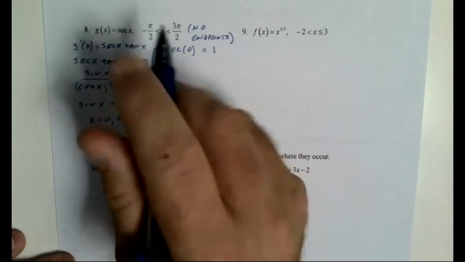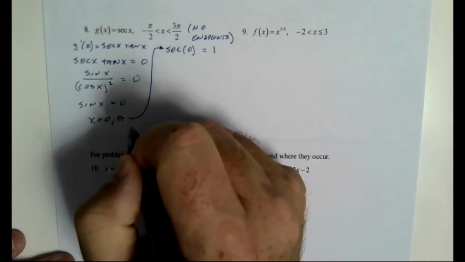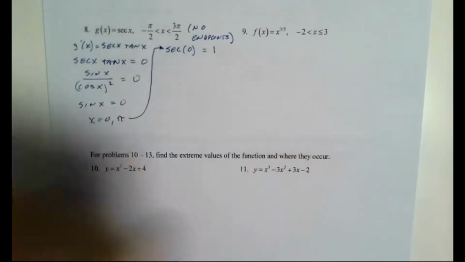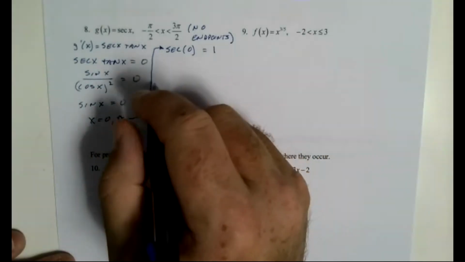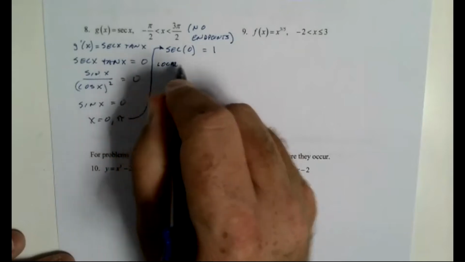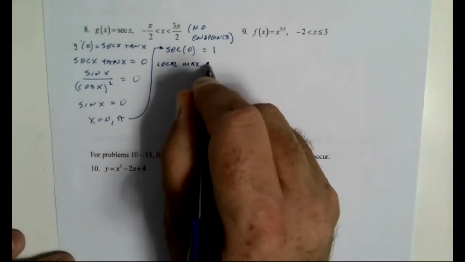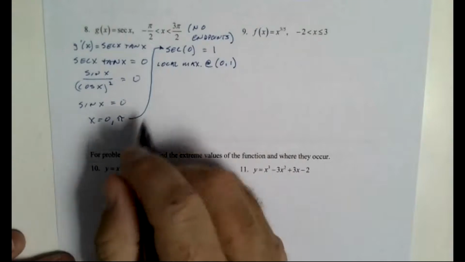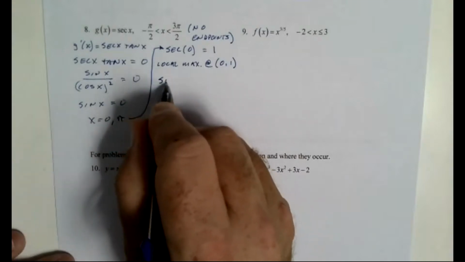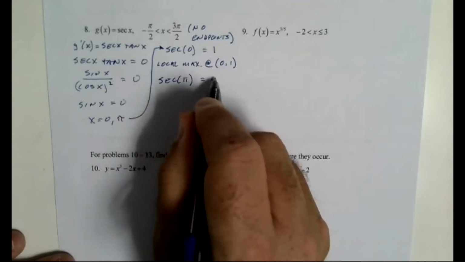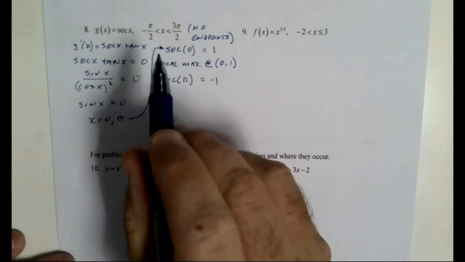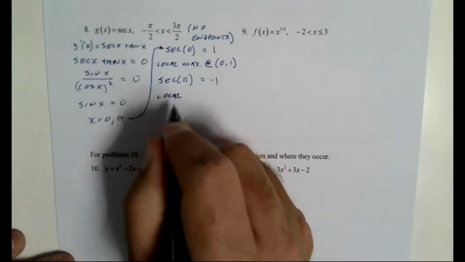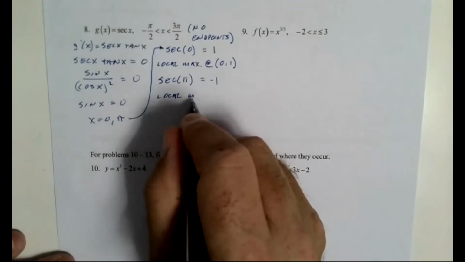So since we don't have endpoints, we can't say absolutes. Yeah, it's kind of annoying. We'd actually have to look at the graph and go from there. So we're going to go with a local max. That happens at 0, 1. We'll check that out in a second compared to secant of pi. That's 1 over cosine of pi. Cosine of pi is -1, 1 over -1 is -1. So we have a local max, min, pardon me.